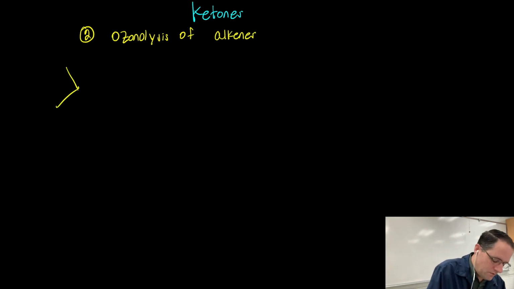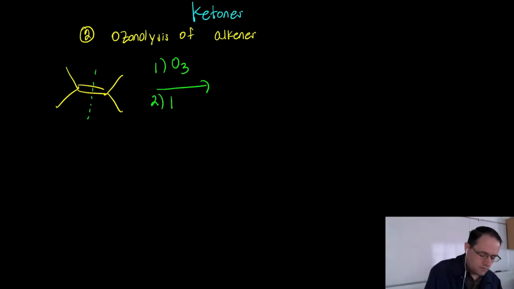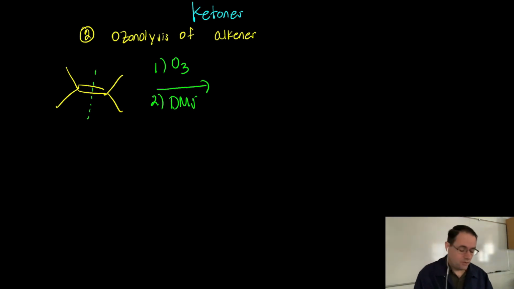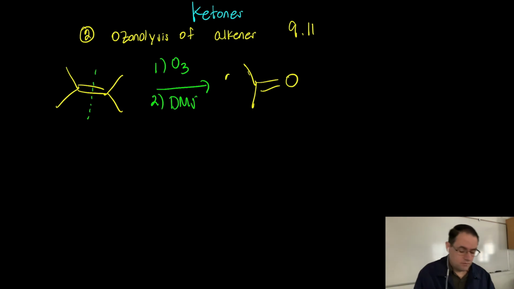Okay? So if you have something like this, okay, and you treat this with ozone, again, it's a cleavage reaction. It cleaves the molecule. Okay, so step 1 is ozone. Step 2 is dimethyl sulfide. And this can be read up in section 11 of chapter 9. And what you'll form are 2 equivalents of acetone. Okay, you can balance it if you're worried about that.